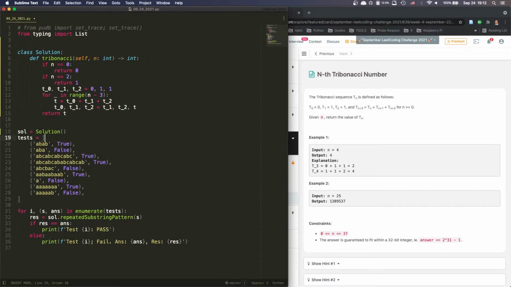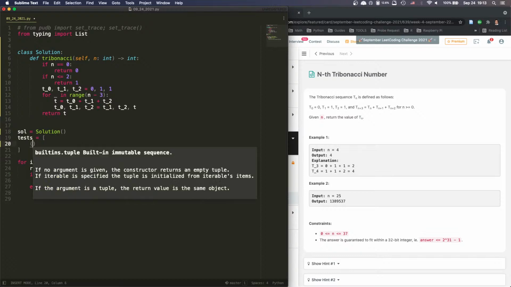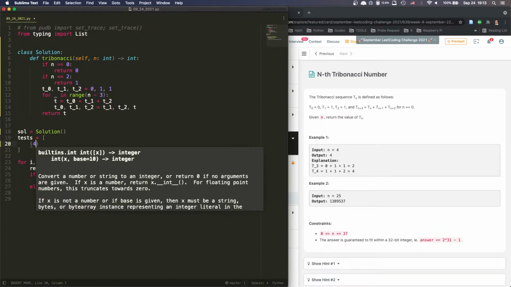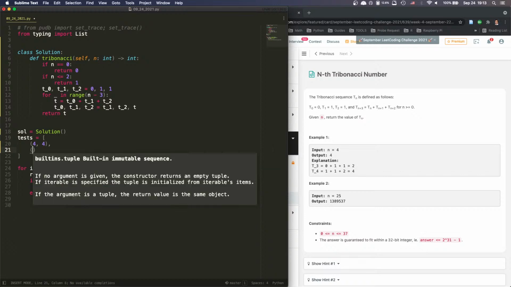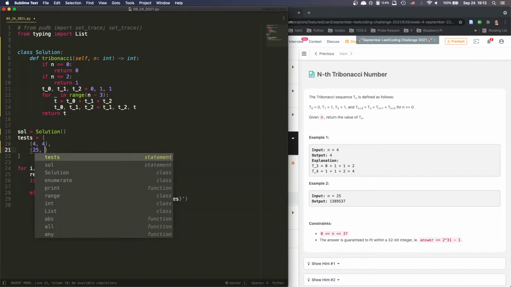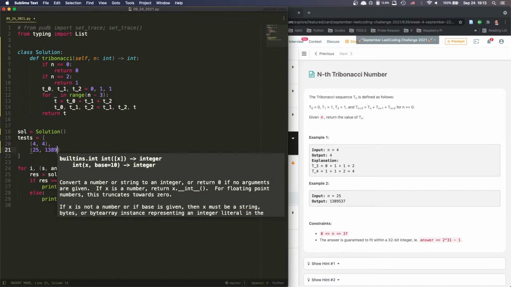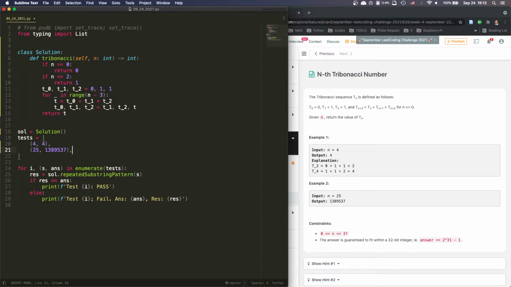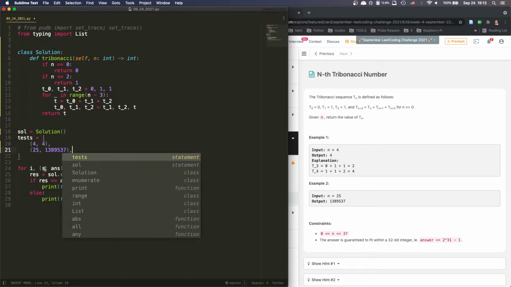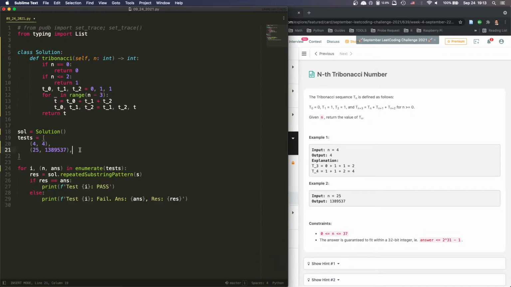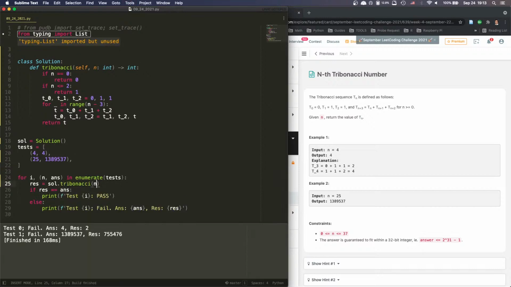Yep, I think this shall be it. 4 returns 4. 25 returns 1389537. Okay. And unless there is some trick that I don't know.